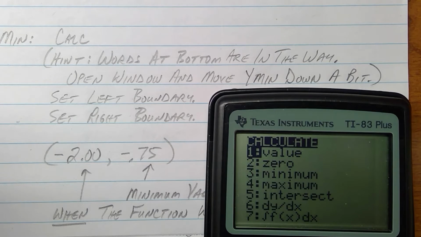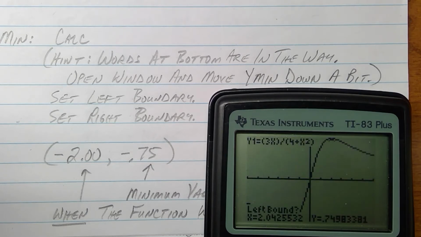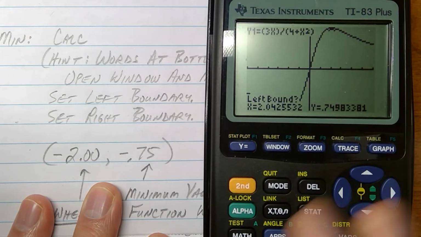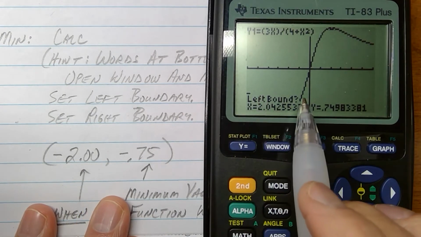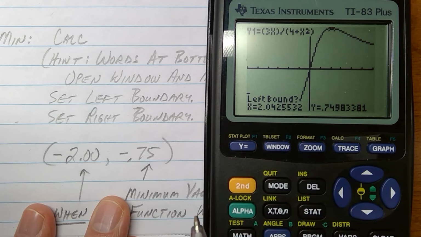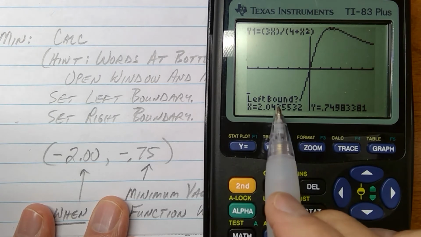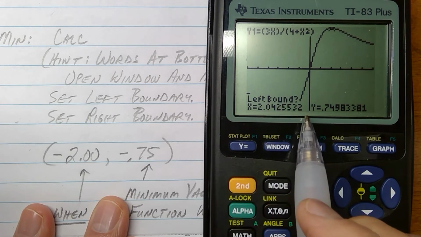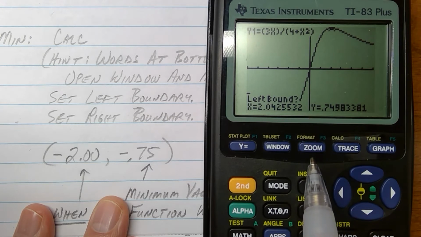We're going to calculate the minimum the same way. So I'm back in the calculate menu. This time I'm going to choose minimum, and it wants me to calculate the bottom of that valley. Now these words are kind of in the way. There's several ways to do this, but what I do is I just take my window and I move it down a little bit.